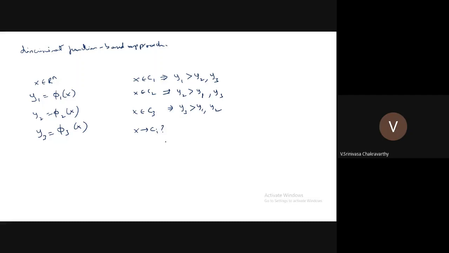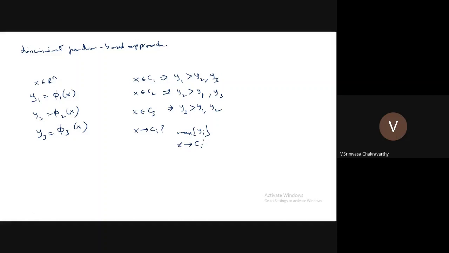How do you do that? Any idea, any suggestions? If I have an unknown point, how will you find out, if I have 3 functions like this? Evaluate y1, y2, y3. Yeah, very good. Max of yi. Okay, the i for which yi is max, so x goes to class ci.